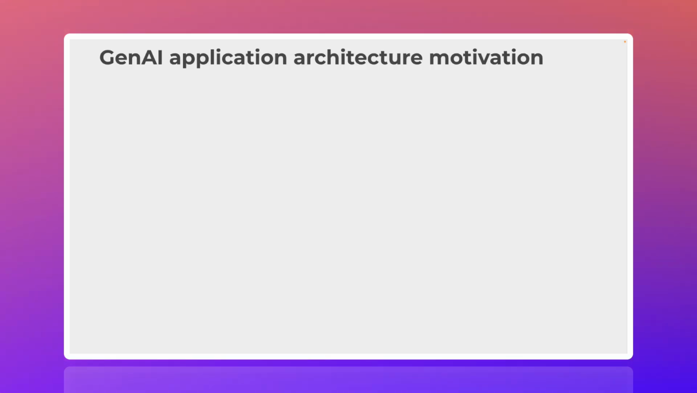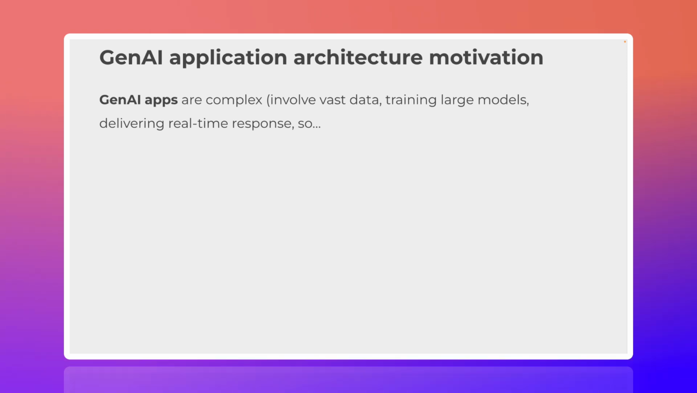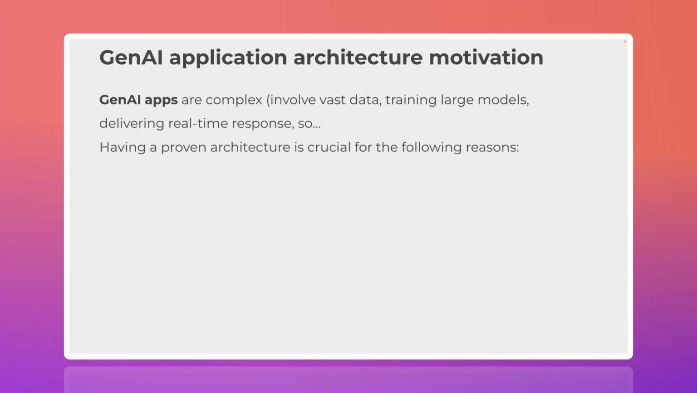So first, maybe we need to ask the question: why do we need a proven architecture for GenAI applications? It's a very obvious question, of course, and you may know the answer, but there are some nuances that we are going to demystify as we go through. GenAI applications are very complex because they involve a lot of data, training large models, and sometimes delivering real-time responses. With all of that, having a proven architecture is obviously crucial for the following reasons.